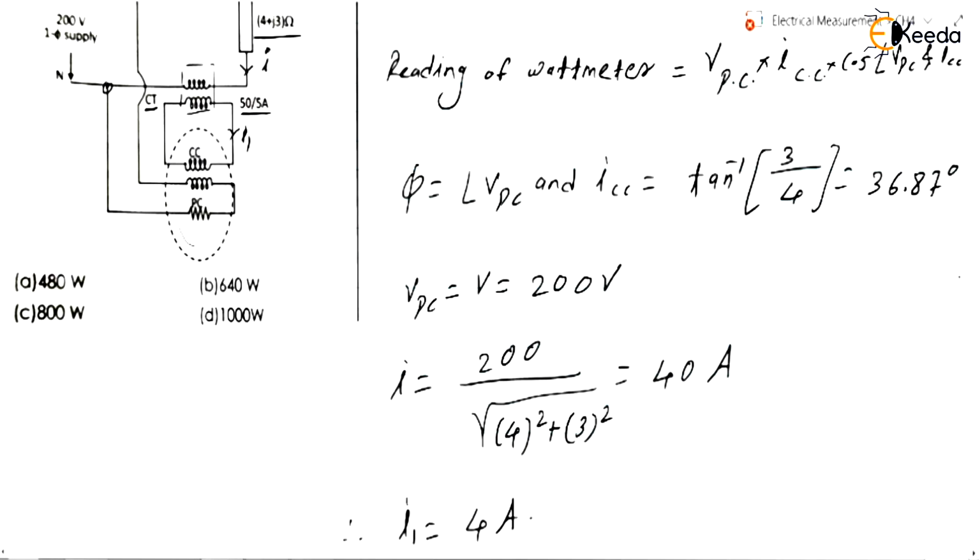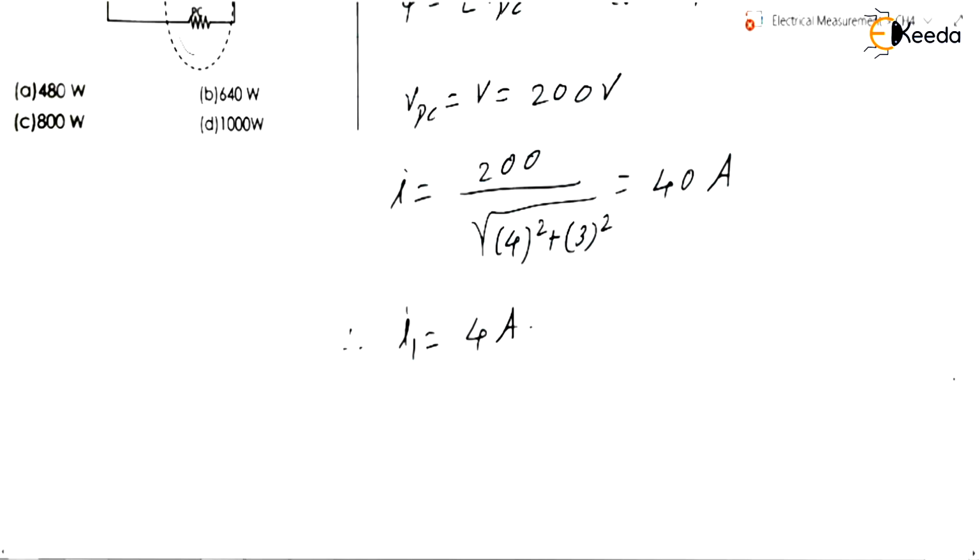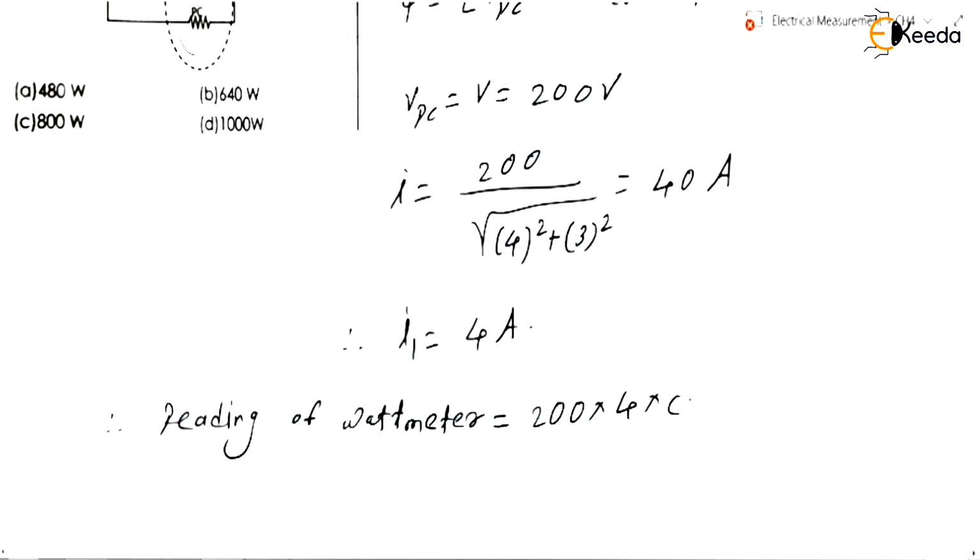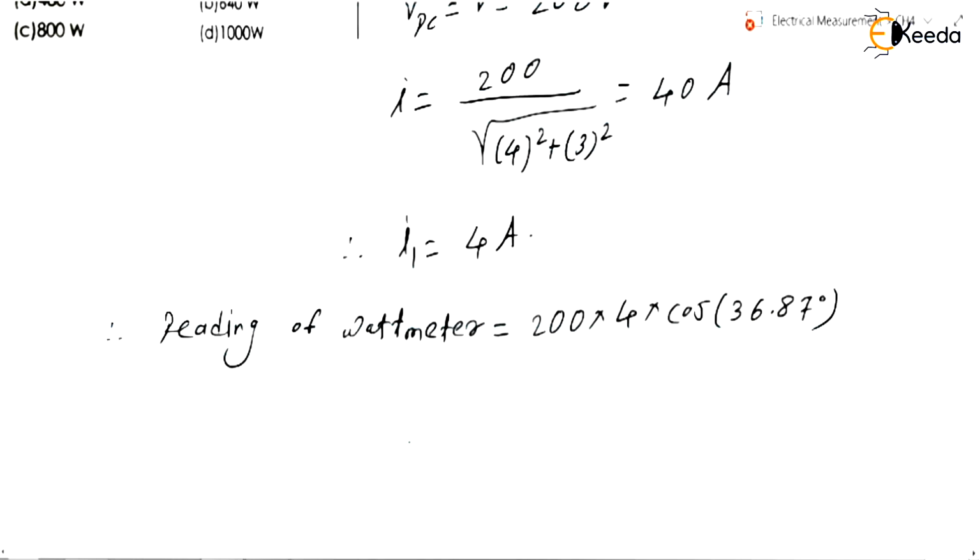Definitely it will be equal to 4 ampere. Okay, now can we find the reading of wattmeter? Yes, reading of wattmeter is equal to voltage across the potential coil, 200, into the current flowing through the current coil, I1, which is 4, into cos of 36.87 degree.